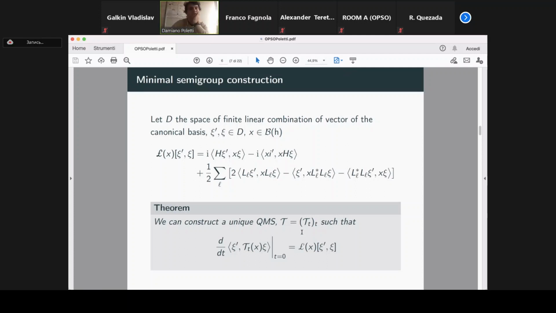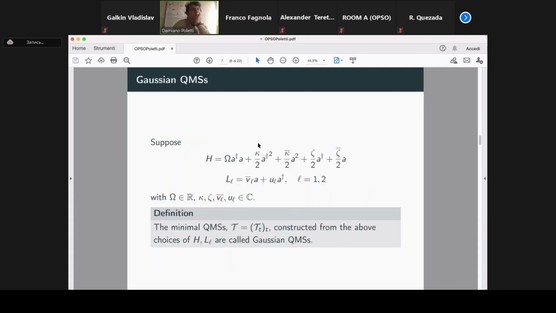So after this discussion, which is actually standard in the theory, we define what a Gaussian quantum Markov semigroup is. We consider a Hamiltonian, which, as I said, is a second-order polynomial in A and A daggers, and we choose the parameters that appear in its definition such that H is a self-adjoint operator. And the cross operators here are just first-order polynomials in A and A daggers. One note is that the number of cross operators we are considering is 2 at maximum.